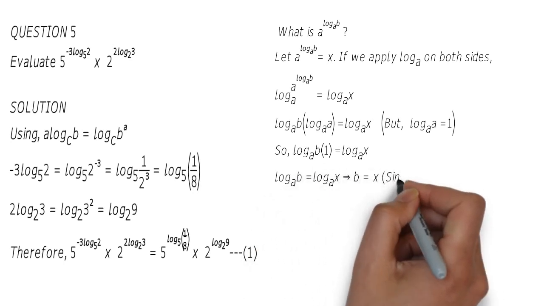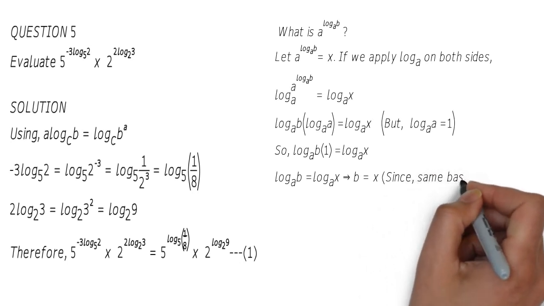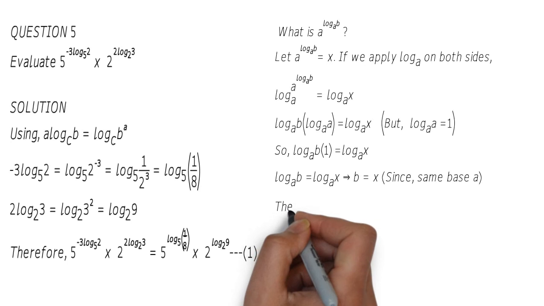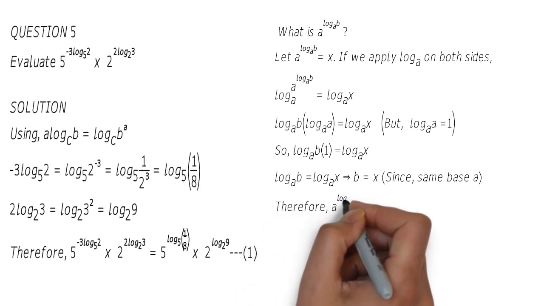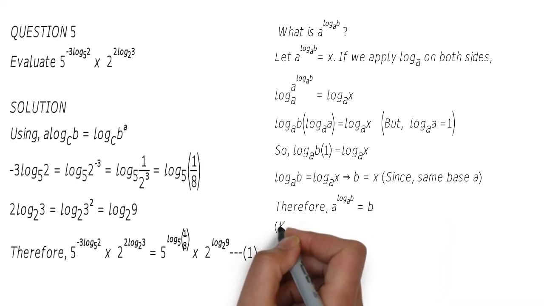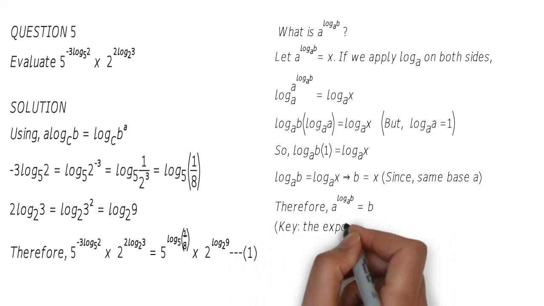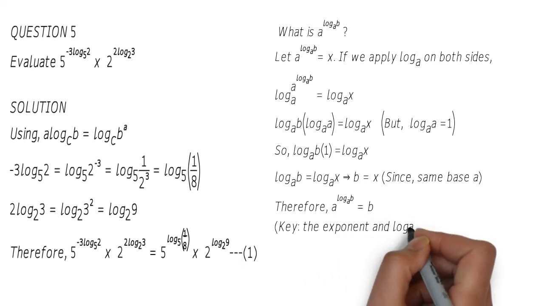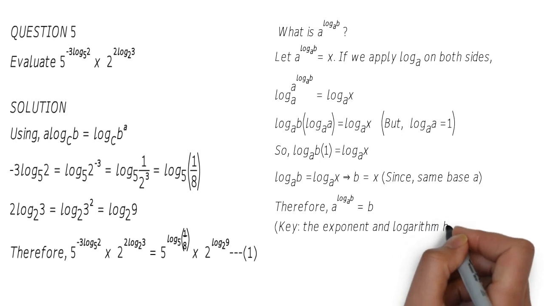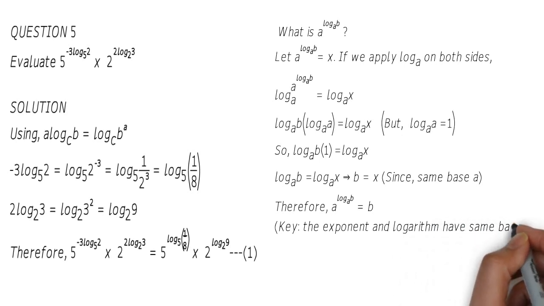And since the bases are the same, we can simply equate b equals x. So what does that tell us? It means a raised to power log b to base a equals b. So anywhere you have the exponent and the base with the same base, the value of the expression is just the number, in this case b.